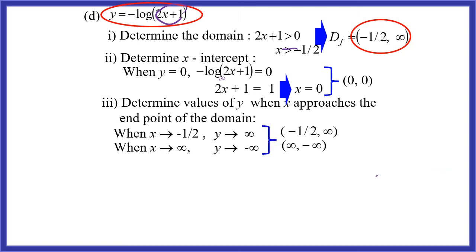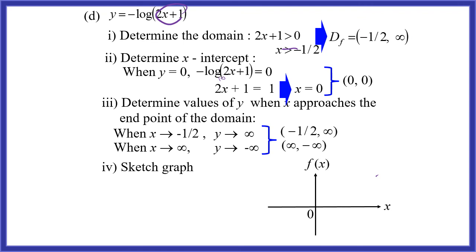Okay. And then we have these 2 points. So now to sketch the graph, plot the 3 points. We have the asymptote first. So we have the asymptote at x equals negative 1 over 2. So we have the vertical line at x equals negative 1 over 2. And then plot the point 0, 0. And then we have negative 1 over 2, infinity. So to the left, approaching negative 1 over 2, it is going up. Okay. So we have this point. And then when x approaches infinity, y is going down, negative infinity. Okay. So this is the point.